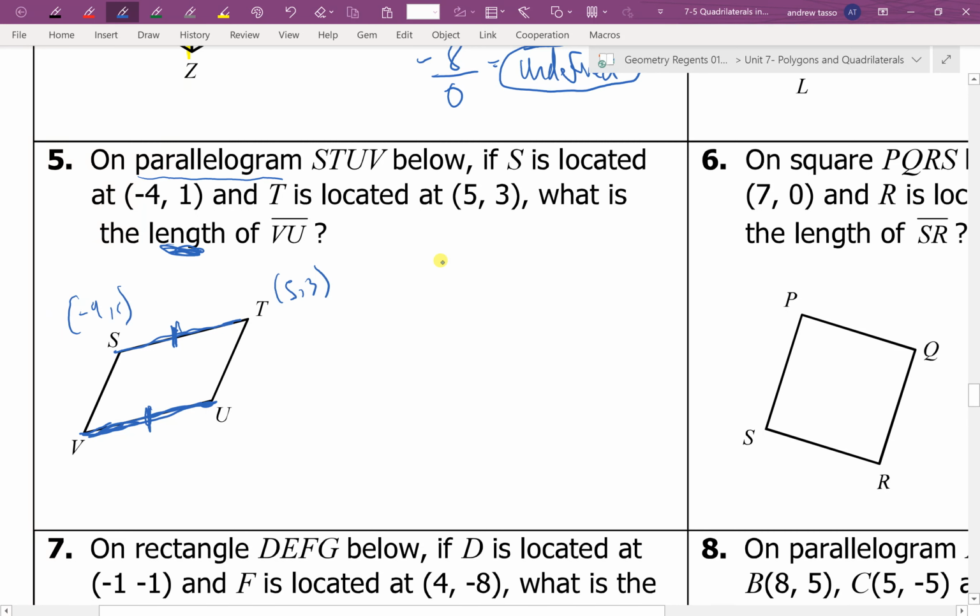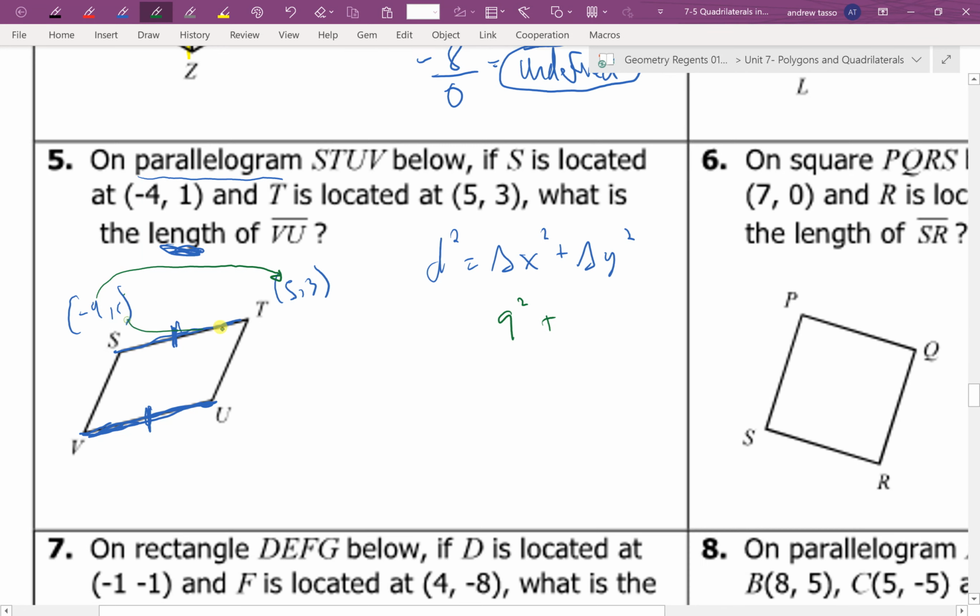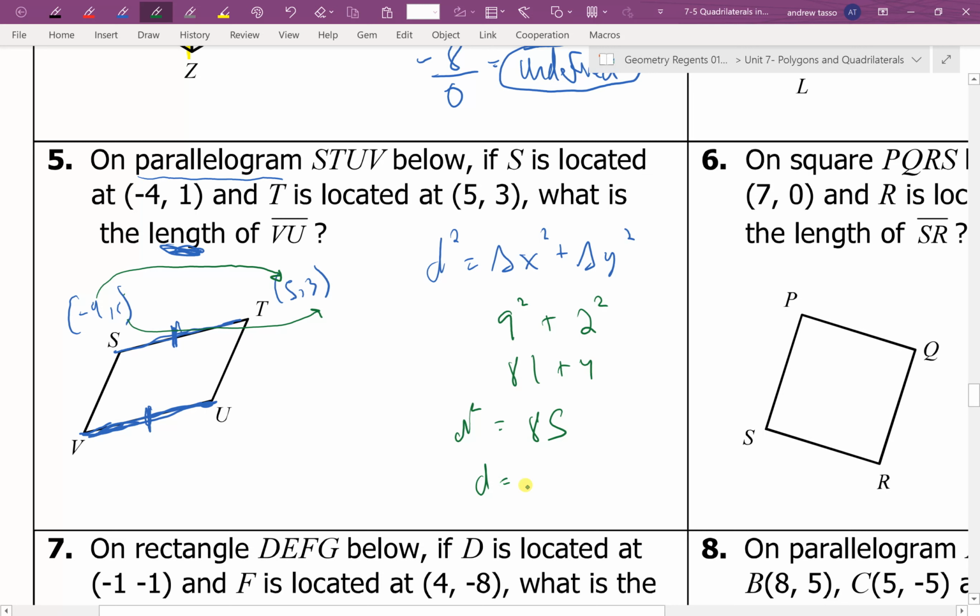So really, all we need to do is use the distance formula, and I'm going to use the shortcut formula, which resembles the Pythagorean theorem, and we're going to plug in the change in x and change in y. The change in the x coordinate is going up by 9. The change in the y coordinate from 1 to 3 is going up by 2. So we get 81 and 4, which is 85. That's d squared, so don't forget to square root both sides. We get radical 85.